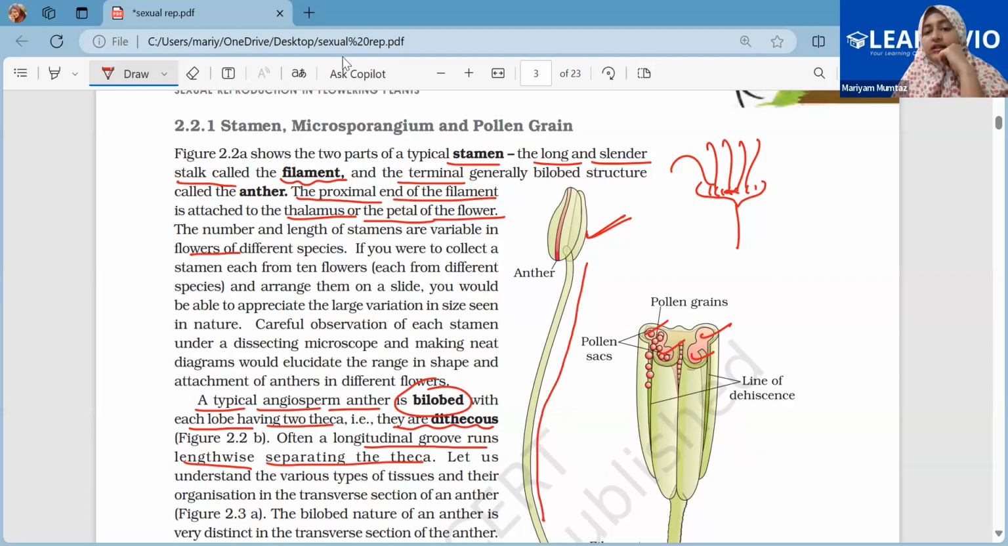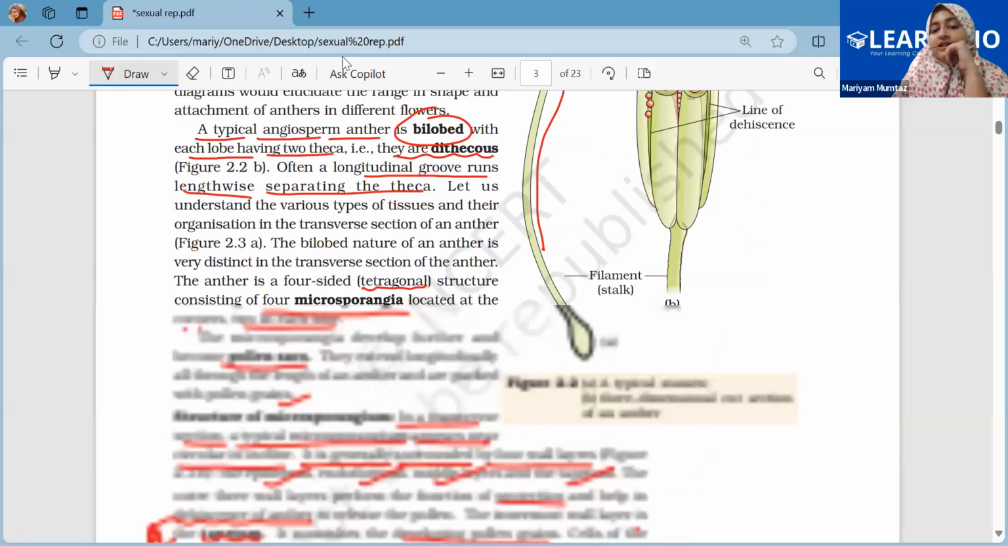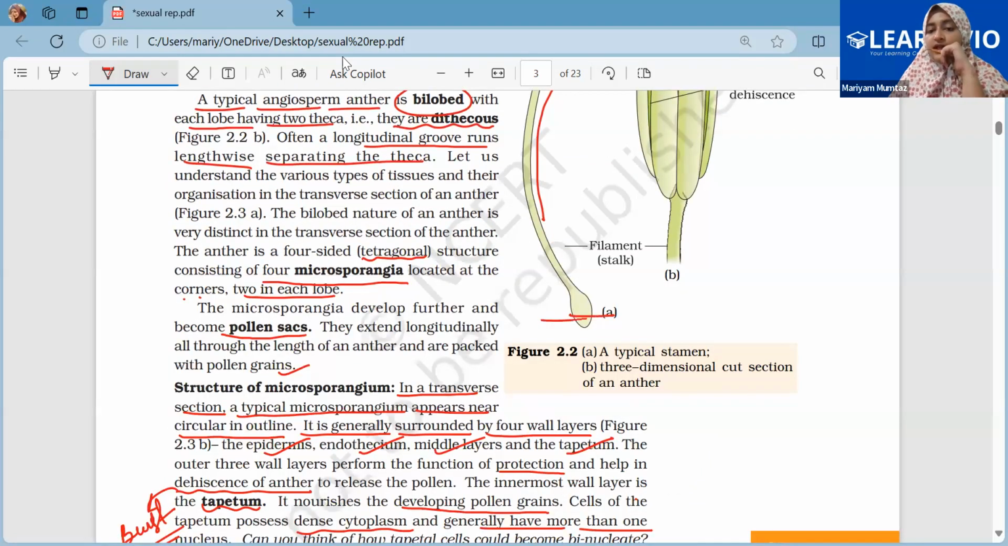Then at its terminal end, there is the presence of a bilobed anther. Bilobe means something that contains two lobes. So that is the anther. So the stamen has been divided into two parts, anther and filament. Now the proximal end of the filament, meaning this side, this is the proximal end of the filament.